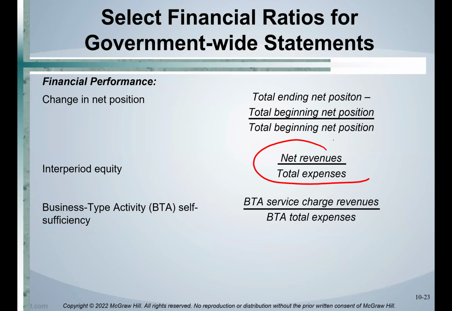Interperiod equity. Interperiod equity really is saying, hey, are we accumulating debt that's going to have to be picked up by future generations? With a balanced budget, that's not as much of an issue as it would be, say, at the federal level, where we keep accumulating debt period after period. Business type activity self-sufficiency, which we've abbreviated BTA here, BTA service charge revenue. Remember, on our statement of revenues, expenses, and changes in fund net position for our enterprise funds, we report operating revenue versus the expenses.